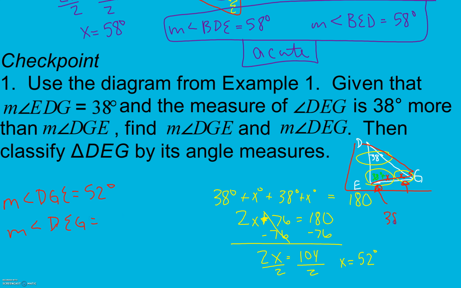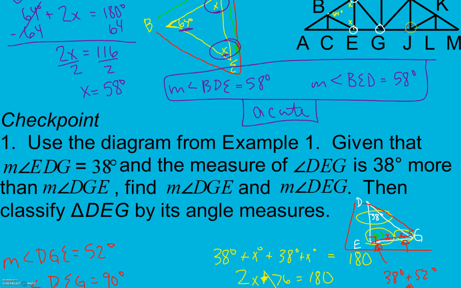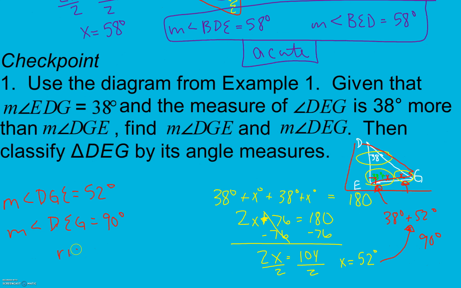I had to take 38 degrees plus the measure of DGE, which we said was 52. Add those up and I get 90 degrees. So the measure of angle DEG is 90 degrees. And it wasn't marked as 90 degrees, but it looked like maybe it was in our picture up here. But don't just assume. If it doesn't have the little mark to tell us that it's 90 degrees, it might not be. It might just be close. So we know now, though, that it's 90 degrees. And since we have a 90-degree angle, we call this a right triangle.